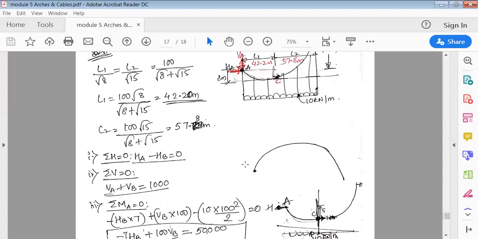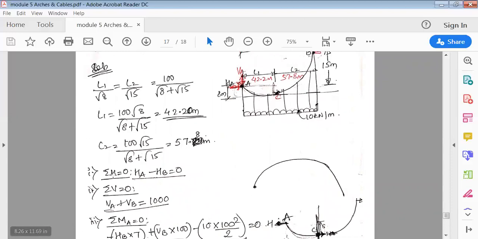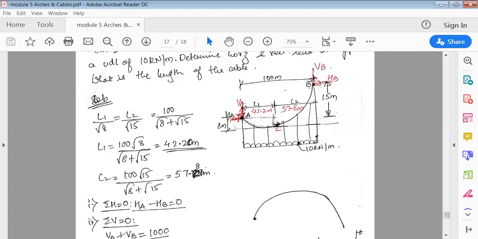Okay. Now again, as usual, summation H is equal to 0, summation V is equal to 0, moment about A is equal to 0, moment about C is equal to 0. Okay. So first, summation H. Now see here, the loading is like this. We've shown it below, but obviously it will be acting above here. I cannot show it here, so I'm showing it here. But the loading is acting like this in opposite direction. Okay, so now what I'll do, loading is acting upward.